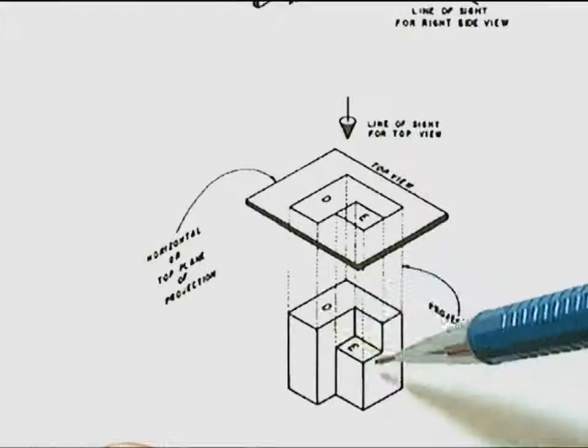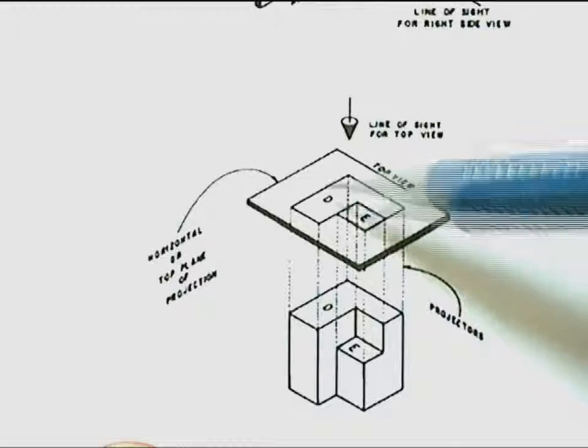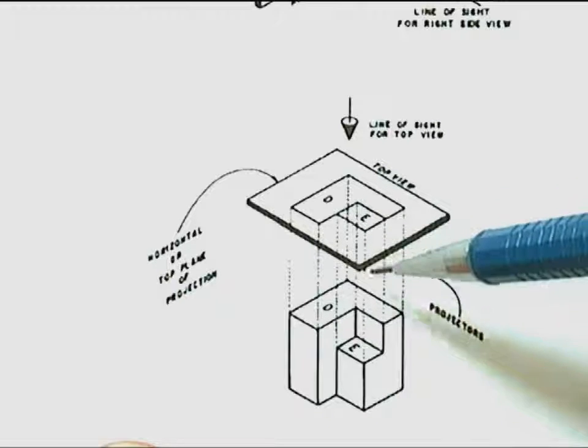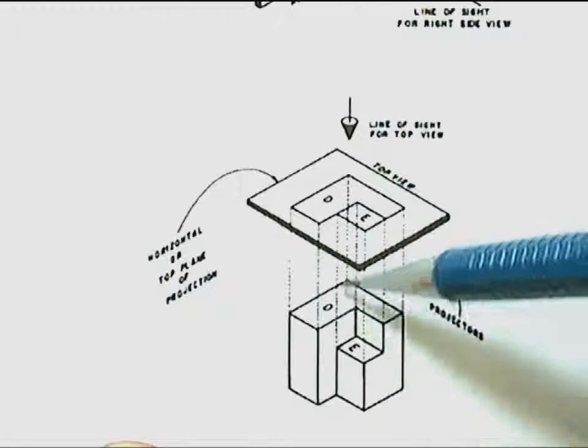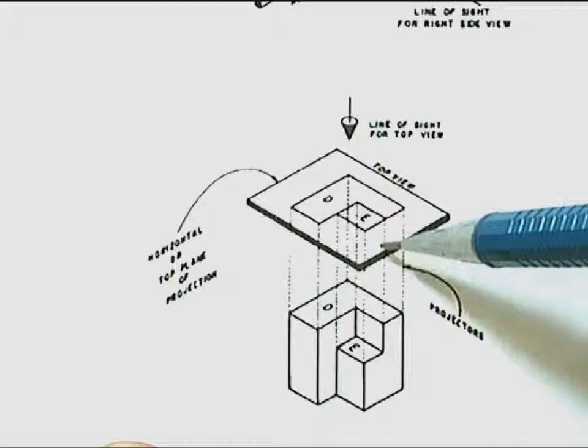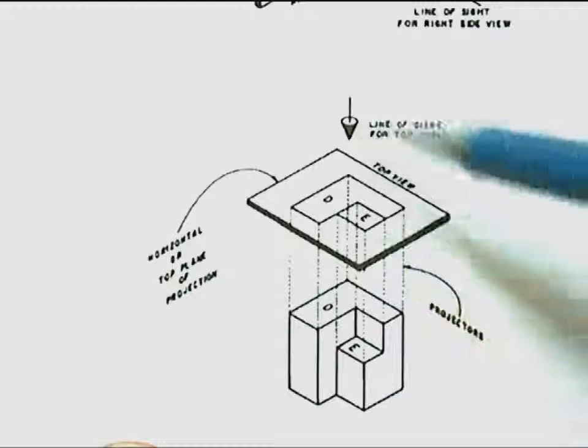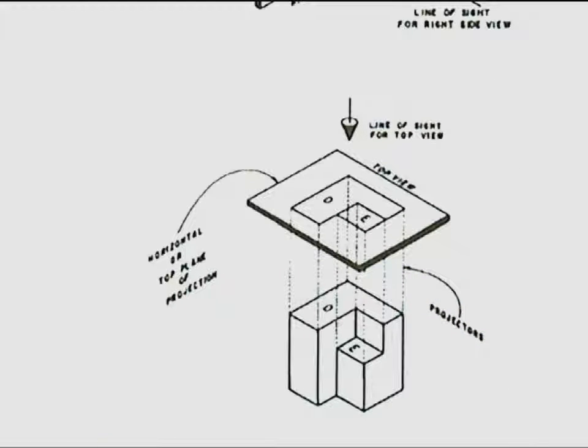D and E appear next to each other in the top view. We look at the front or side views to see which surface is higher, closer to my top plane of projection.